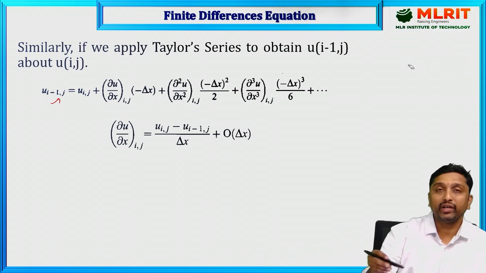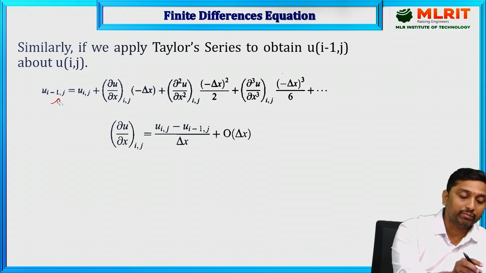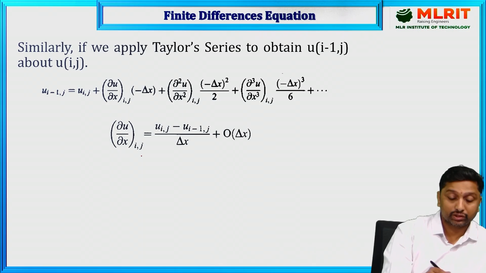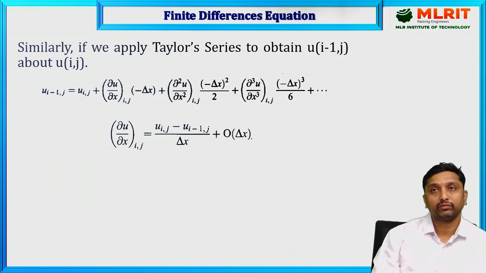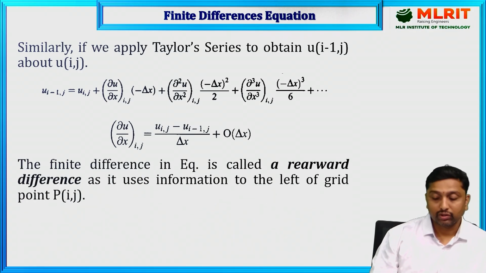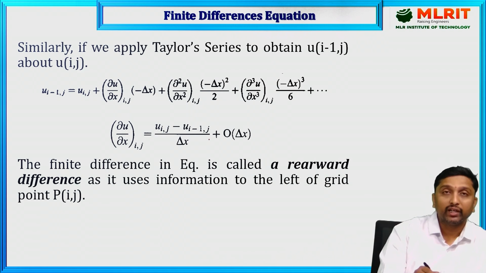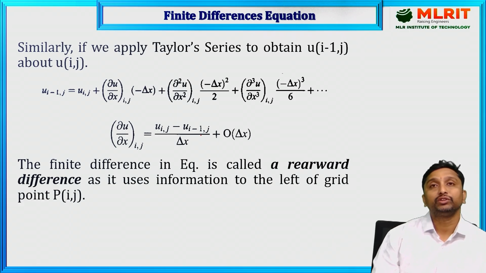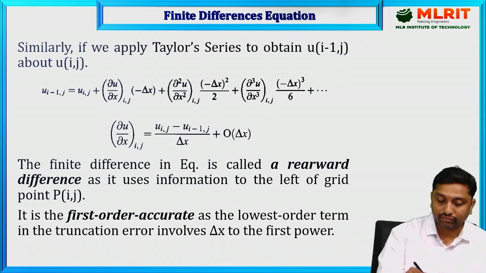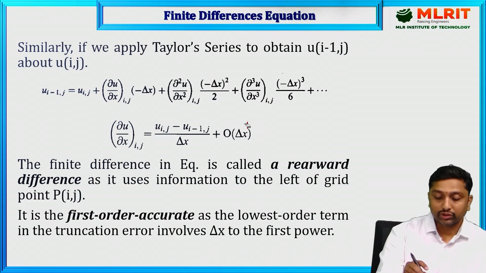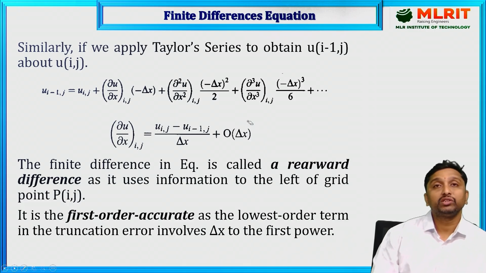Now similar to what we have done in the previous case, if we apply the same thing, we'll get ∂u/∂x equals (u_i,j − u_i−1,j)/Δx plus order of Δx. Now this equation we call it finite difference equation in rearward difference form, since it uses the left hand side of point i,j, and it has the order of accuracy as 1. We call it first order of accuracy because Δx power 1. So this is called rearward difference equation.